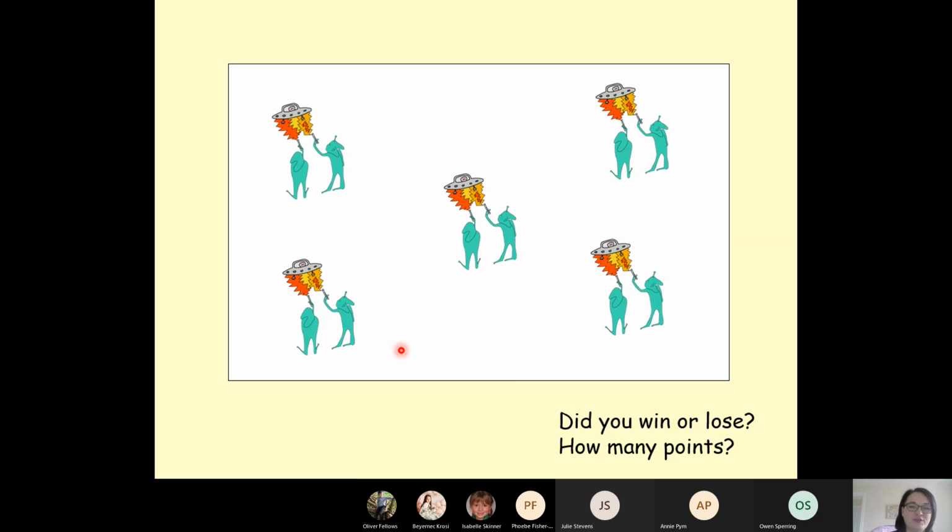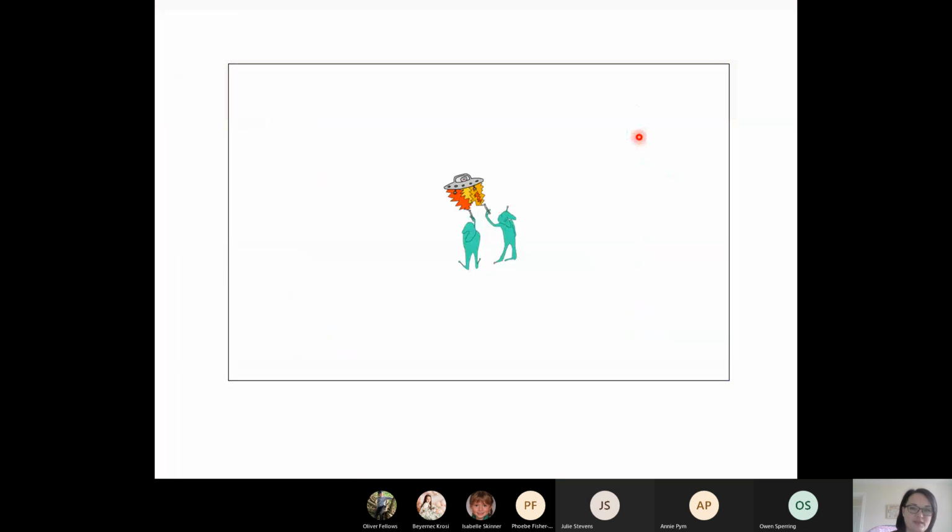So that's an L for lose, and then work out how many points we lost. So here's our second game for round 2. 3, 2, 1, avoid the spaceship. Oh, someone hit it. So think about how many points we lost there.